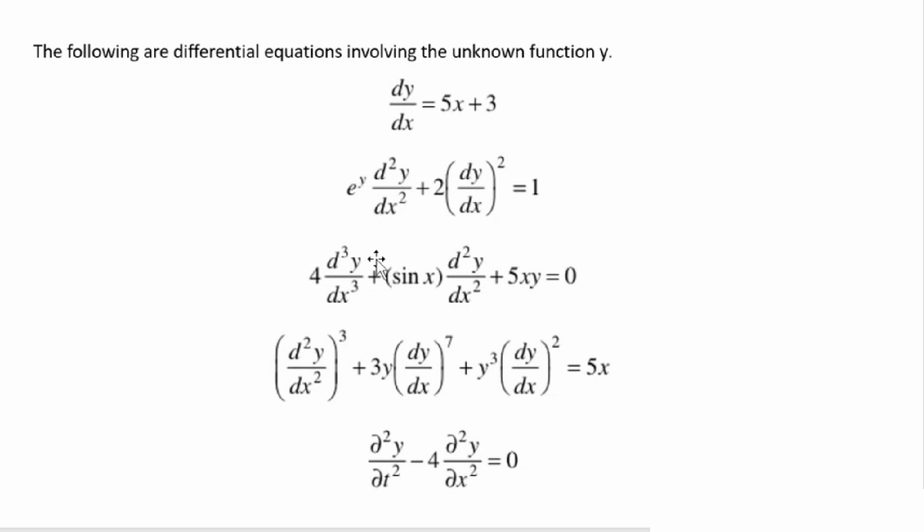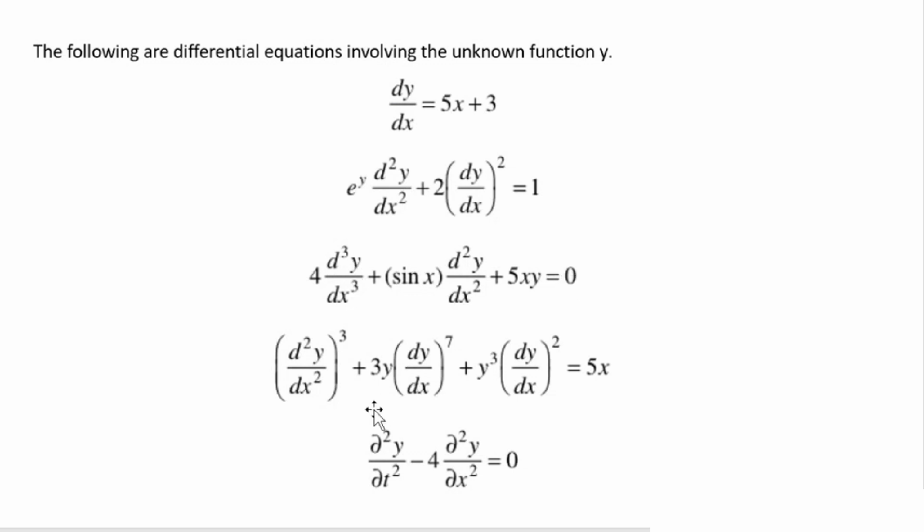While the third one, looking at the derivatives, we have d cubed y over dx cubed, while the other term is d squared y over dx squared. The highest order here is the third, and that is why this is known as a third order ordinary differential equation.